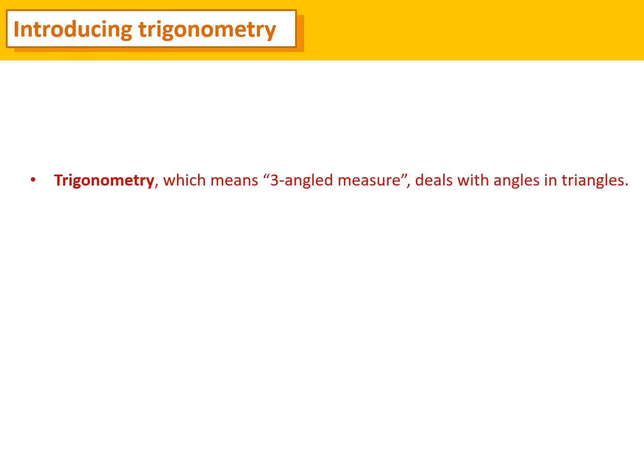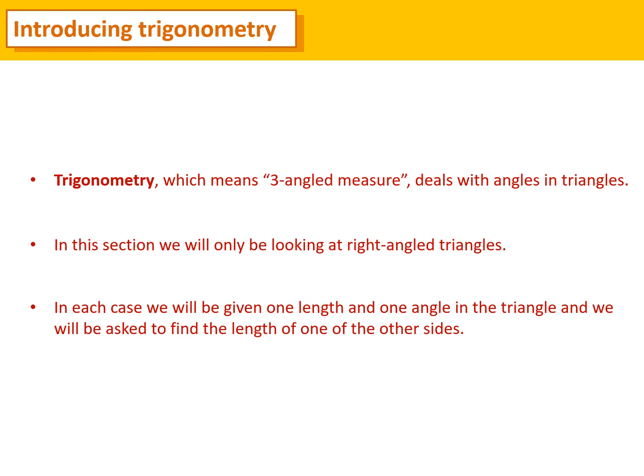Trigonometry means three-angled measure, and we're dealing with angles in triangles. And the triangles we are looking at are going to be right-angled triangles, and we'll be given one length and one angle in the triangle, and we're trying to find the length of one of the other sides.